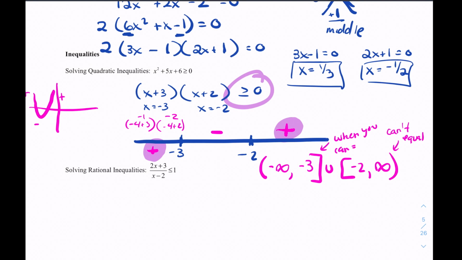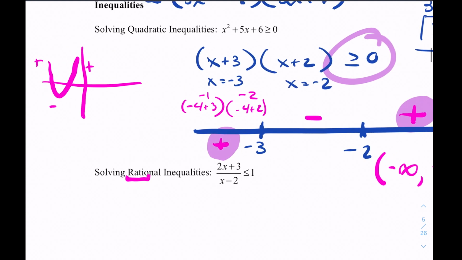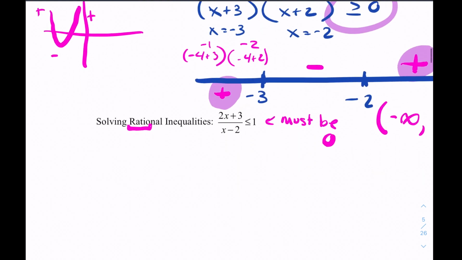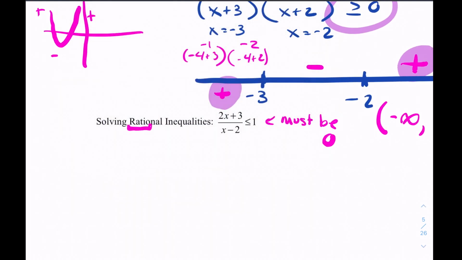So what happens when we have a rational function? Rational, if you think about the first 5 letters of the word, are ratio. So any ratios that we're dealing with, regardless of what type of inequality, on the right side must be 0. So in this, we have to subtract. Let's just do a different color just for our sake. We have 2x plus 3 over x minus 2 minus 1 is less than or equal to 0.